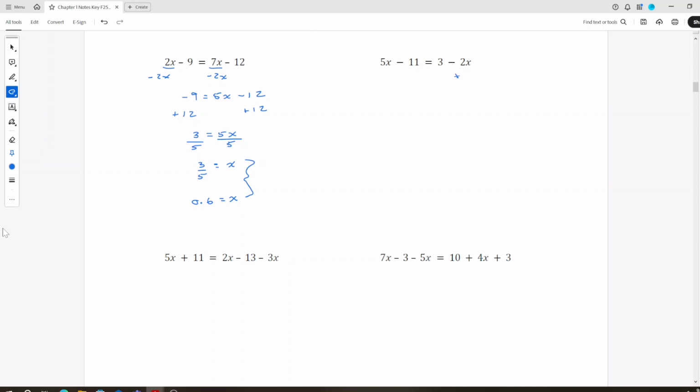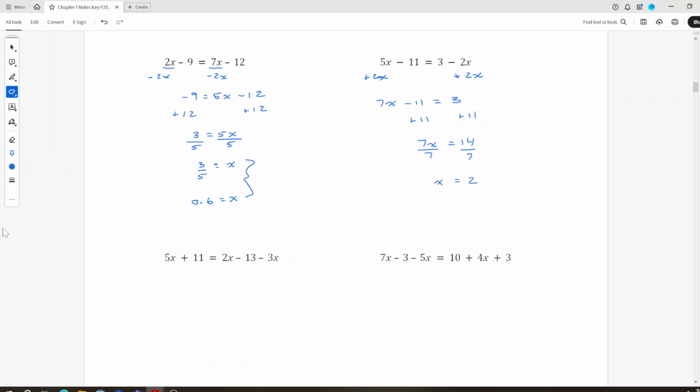So for this one, I'm going to put my x's on the left. So I'm going to add 2x to each side. I end up with 7x minus 11 is equal to 3. Then I'm going to add 11 to each side. I end up with 7x is equal to 14. And then lastly, I'm going to get x by itself by dividing by 7. This should end up very robotic.